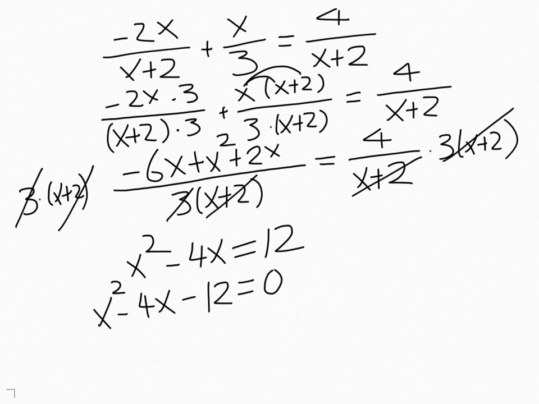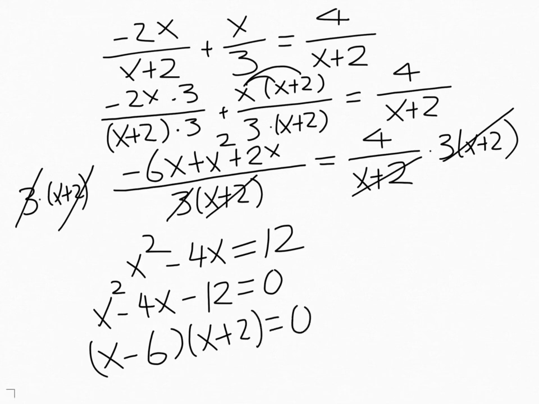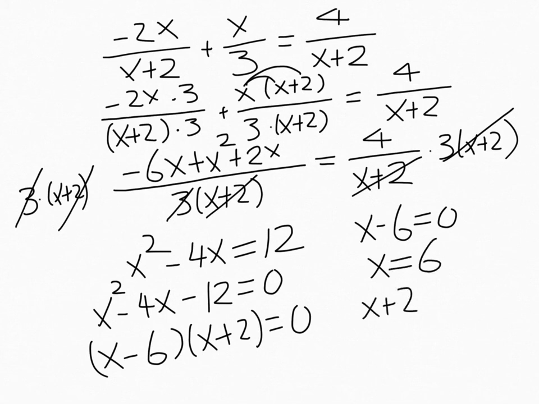Thinking of two numbers that when you multiply together, you have negative 12, and as you add these two numbers together, you have negative 4. So would negative 6 and positive 2 work? Once we have the factors, what are our x values? That would be x minus 6 equals 0, giving us x equals 6. X plus 2 equals 0, giving us x equals negative 2.